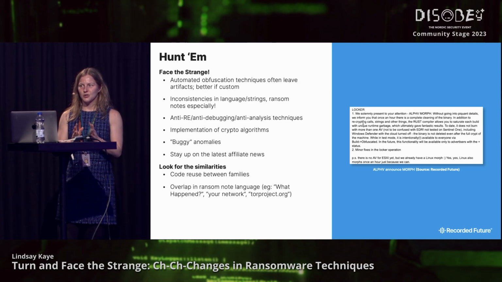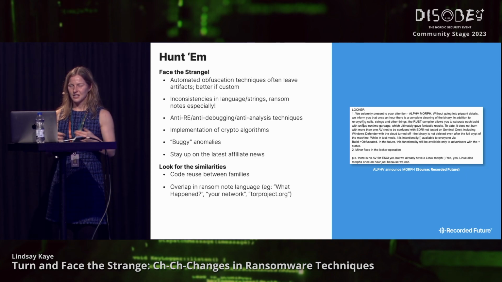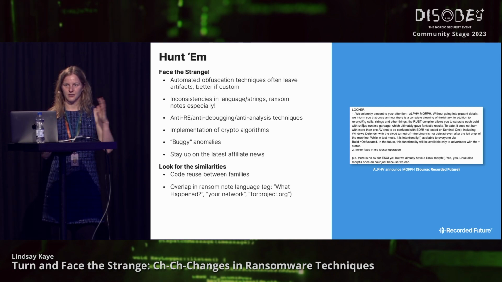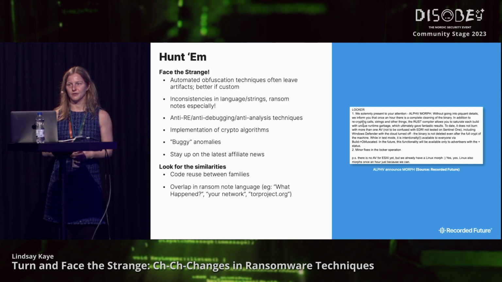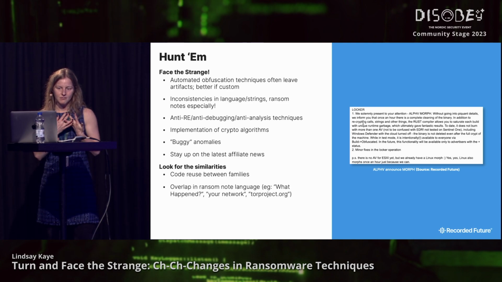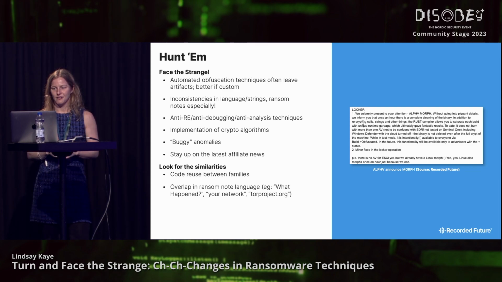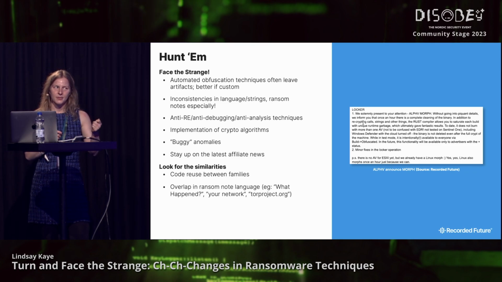Additionally, buggy anomalies. So anything that doesn't work the way that it should, or code that's just not working. My understanding is that if you're trying to have successful ransomware, you want it to work and function as expected. So if it's not, probably not their intention. So that's something else to pivot on and look for. And stay up on the latest affiliate news. You can see on the right, Alpha's announcement of the Morph toolkit. This is something you can see and say, okay, interesting. Let me try and find something like that, or figure out a different way to find it, or figure out some way to get access to it myself.